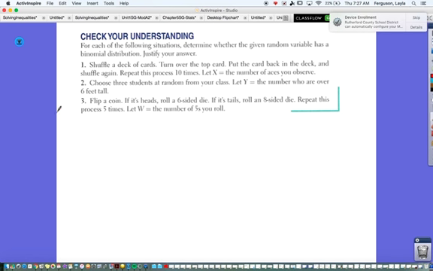So the first thing is binary. So what is your success and what is your failure? A success for this one would be getting an ace. A failure would be not getting an ace.